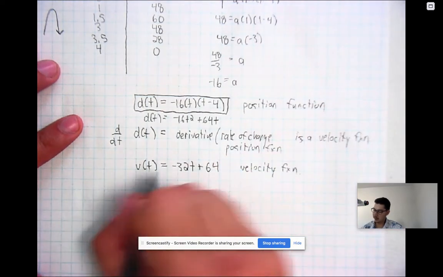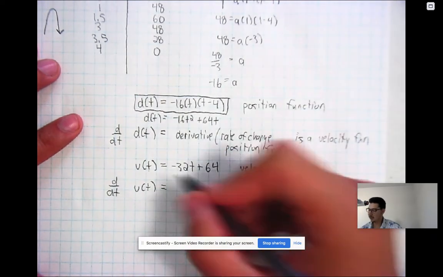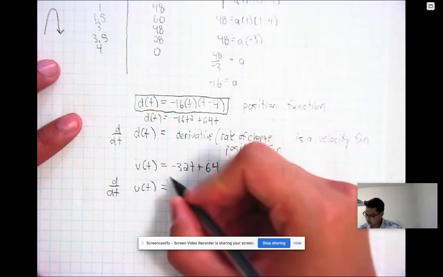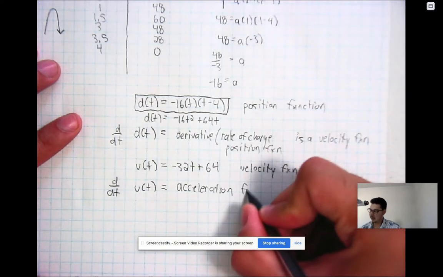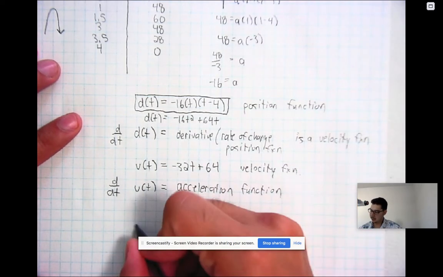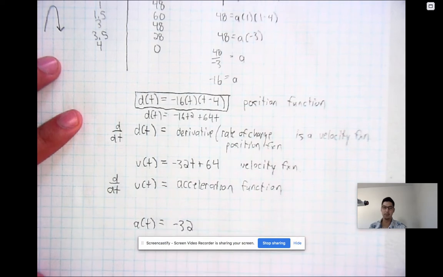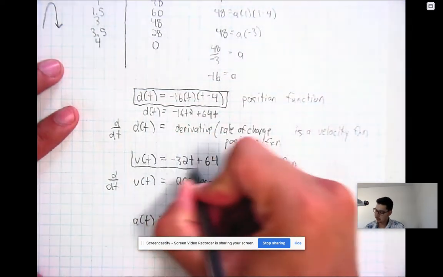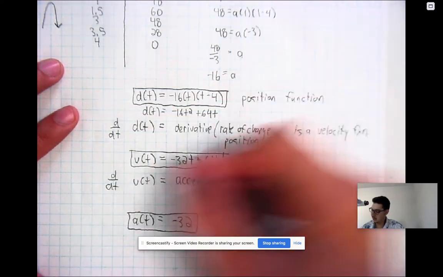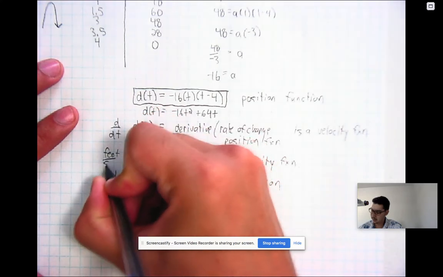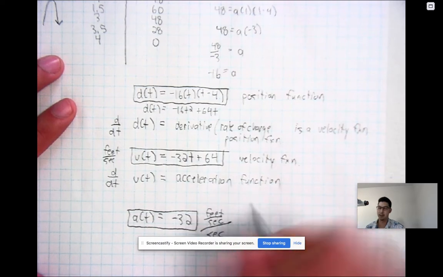And then if we were to take the derivative of a velocity function, what do you get? Well, you end up getting the rate at which velocity is changing, which is the acceleration as a function. So then a of t will equal the derivative of the velocity function, which is just -32. What's fascinating about that is, in units here, the velocity is feet per second, and the acceleration, this -32, is feet per second per second. It's how the velocity is changing, right?